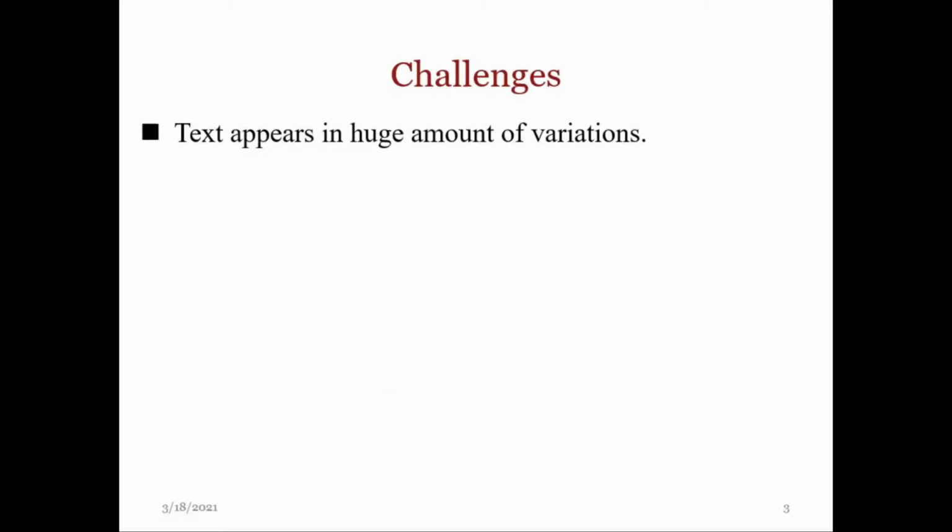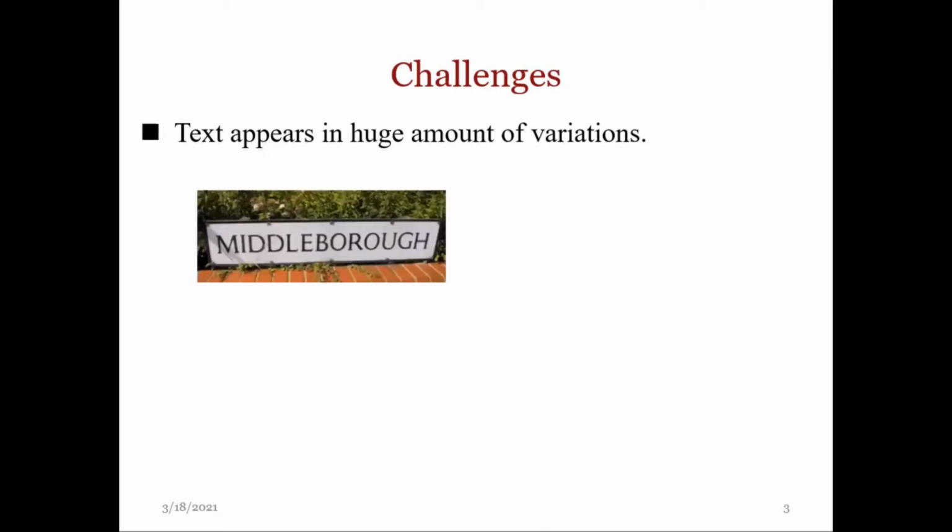The challenge for STR is that text appears in a huge amount of variation. When we take a picture, we may have different variations of the image. The image may have a very complex background. They have trees behind it, and their color is probably different in different backgrounds.